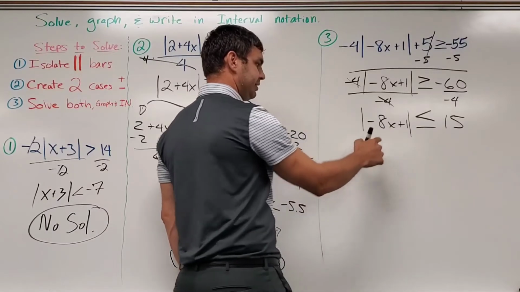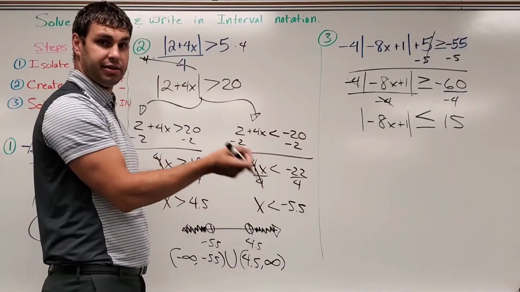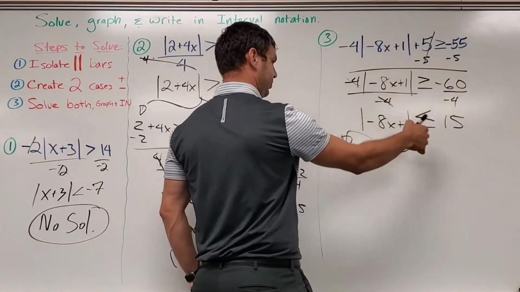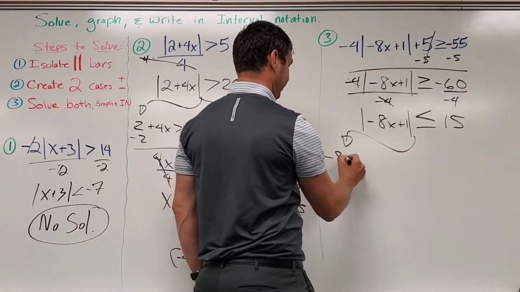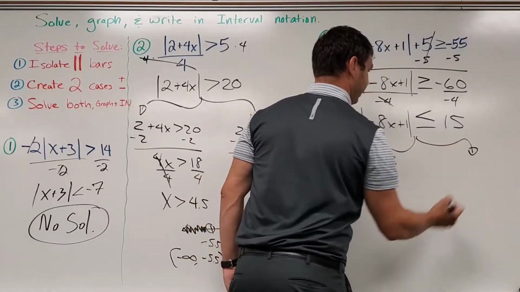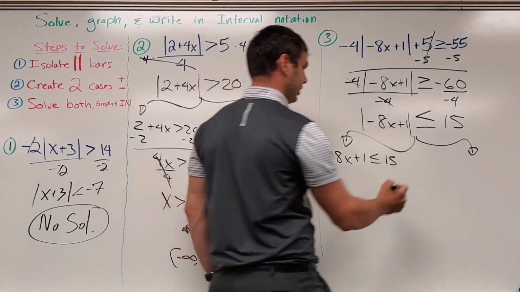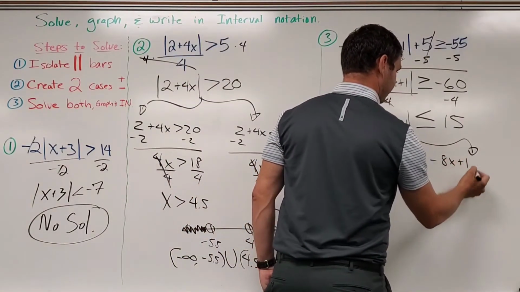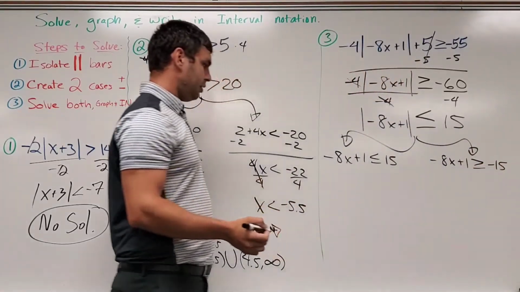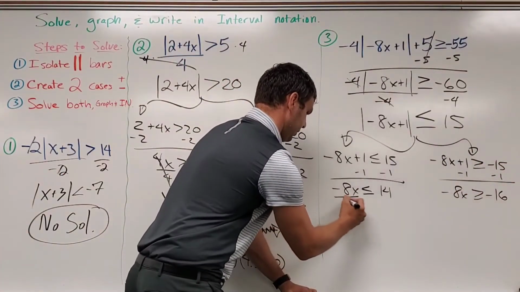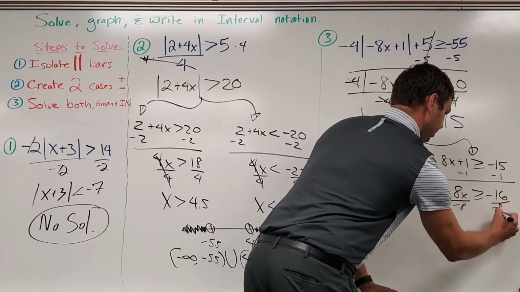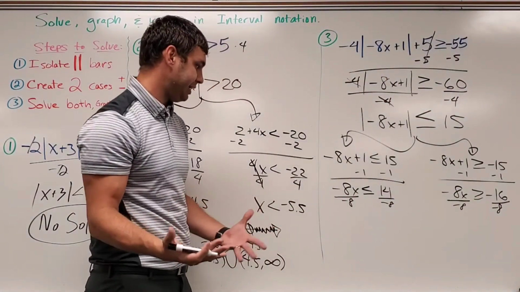Okay, now that my absolute value bars are isolated, I can create my two cases, a positive and a negative case. For the positive case, drop the bars, write it exactly like it looks. Negative 8x plus 1 is less than or equal to 15. For the negative case, negative 8x plus 1, but then switch your sign and make your answer negative. Divided by negative 8. Our sign is actually going to switch one more time because we divided by a negative again.